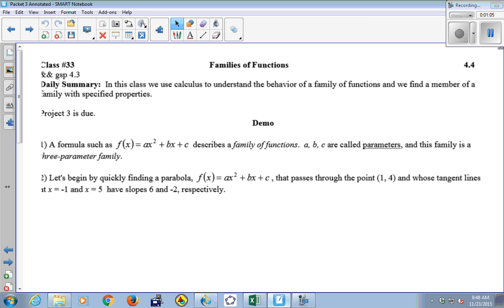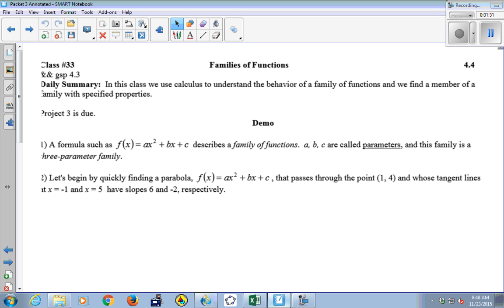Okay, so in this class, we're going to use calculus to understand the behavior of a whole family of functions, and we're going to be able to find a member of a family of functions that has some specified properties. Okay, so a formula such as ax squared plus bx plus c describes a family of functions, right? So this particular example is the quadratic family of functions.